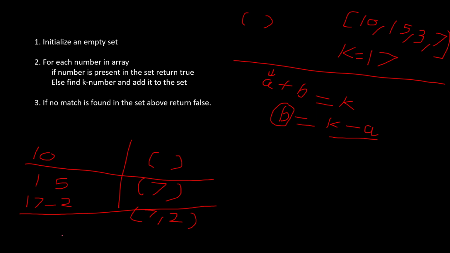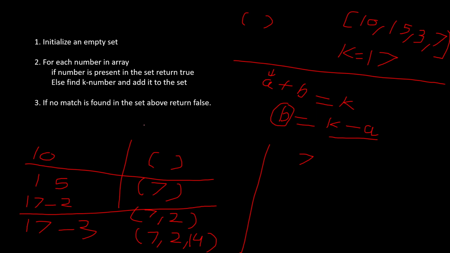The next number in the line is 3. Again, 3 is not present in the set. So we calculate 17 minus 3, which is 14, and we add that to the set. Next, we end up at number 7. Now, we can see that the number 7 is already present in the set. So we return true. At that point the program will end, and we have found two numbers, 10 and 7.